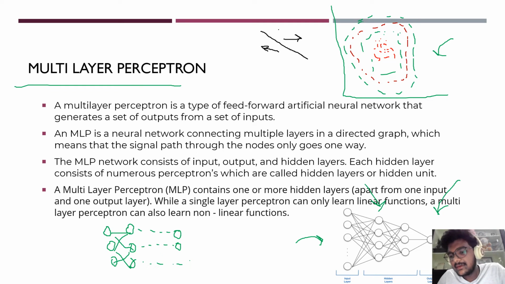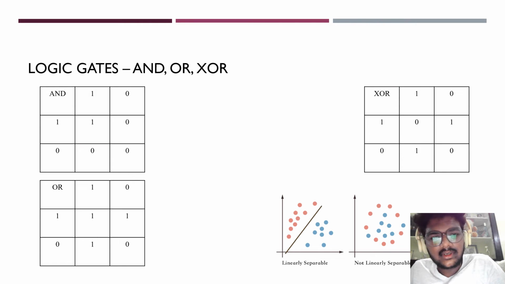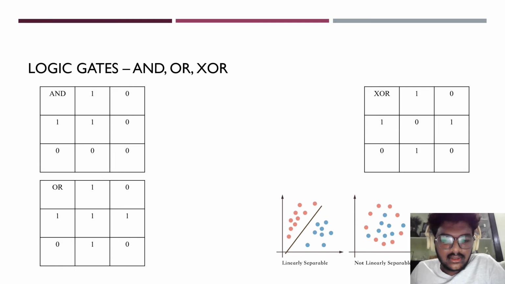So in the next slide, we'll take an example and see how we use this in day-to-day scenarios. We'll take an example of logic gates and try to solve them. So now we are going to learn how the single perceptron layer and multi-perceptron layer actually affect this. Here are the logic gates that we have: an AND gate, an OR gate, and an XOR gate.